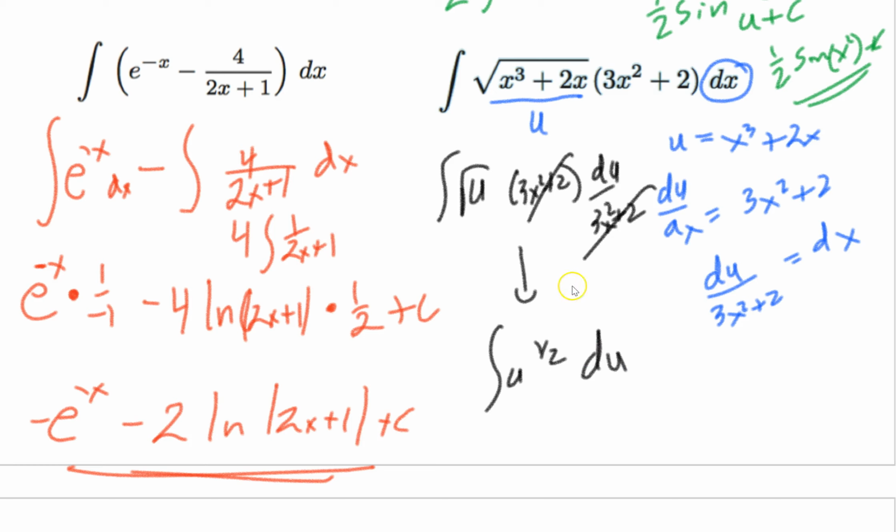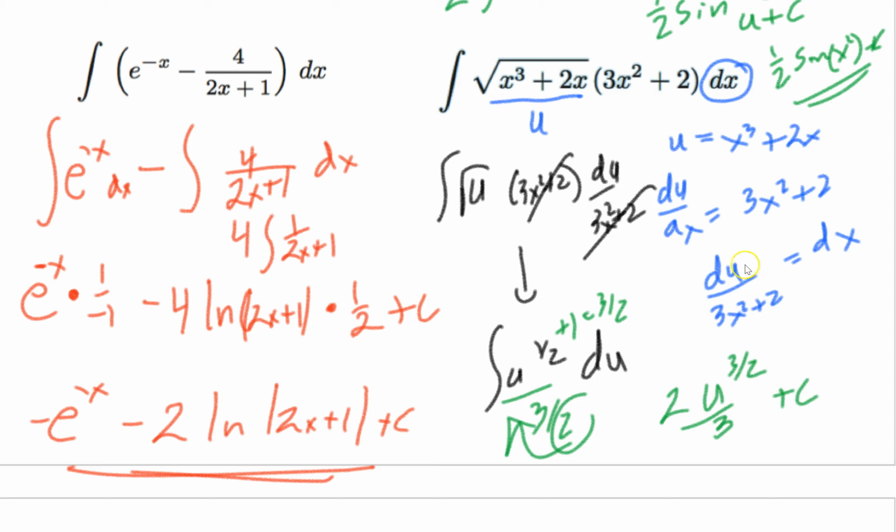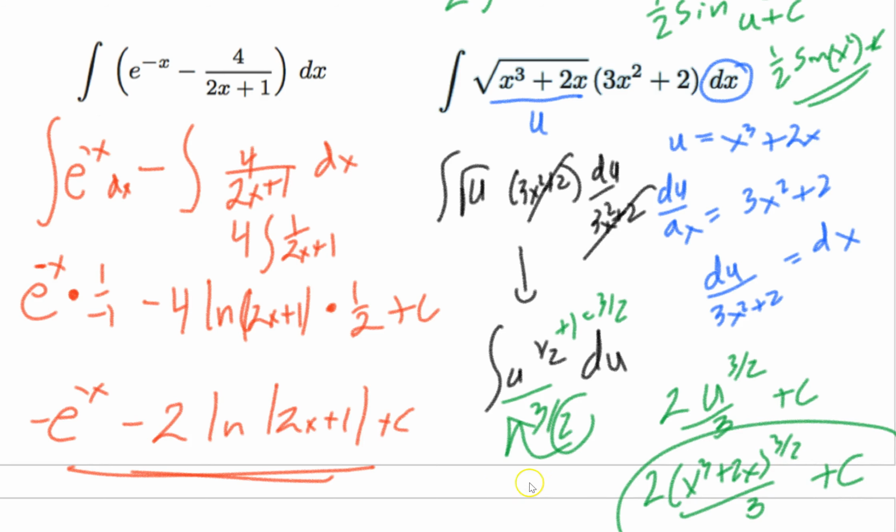I'm going to add 1 to the power and divide by my new power. So I'm going to add 1 here, I'm going to get 3/2, and divide by the new power 3/2. Remember, the trick is that the 2 goes to the top, so it'll be 2 u to the 3/2 over 3 plus c, and then you have to plug your u back in finally. So 2 times x cubed plus 2x, over 3, to the 3/2 plus c. And that's u sub, one of my favorites.